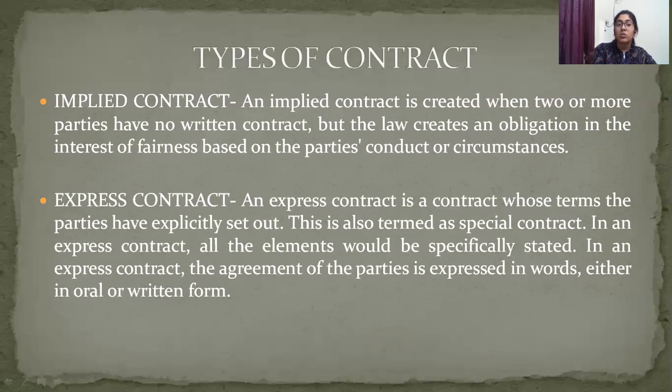Then express contract talks about those terms and conditions which are explicitly written in the contract. An express contract is a contract whose terms the parties have explicitly set out. This is also termed a special contract. In an express contract, all the elements would be specifically stated. The agreement of the parties is expressed in words, either in oral or written form.